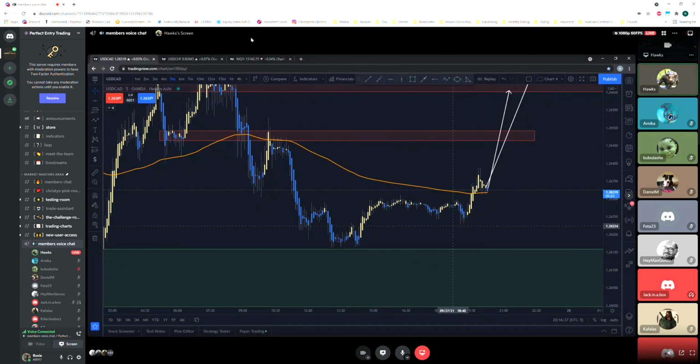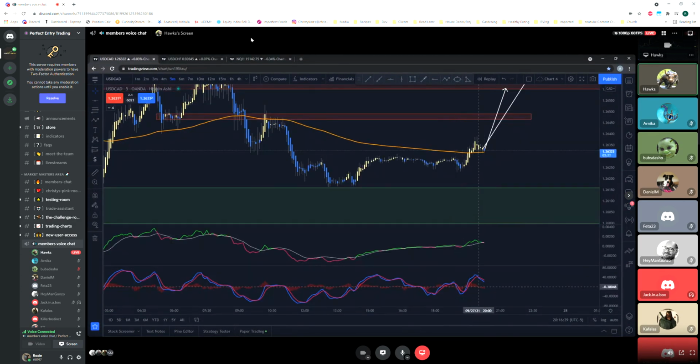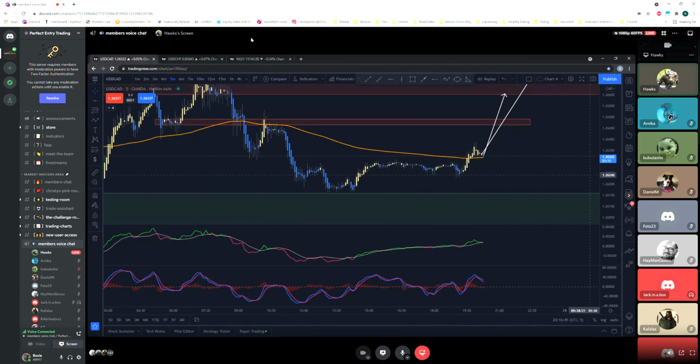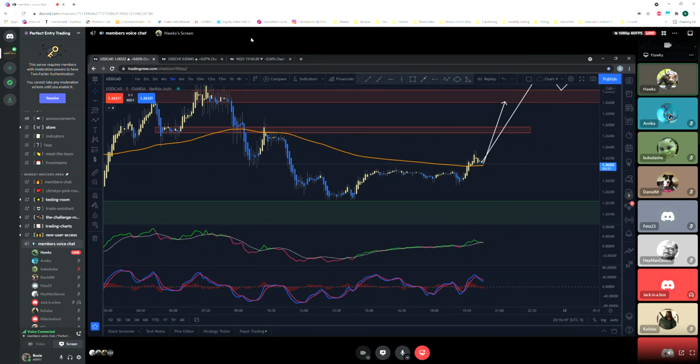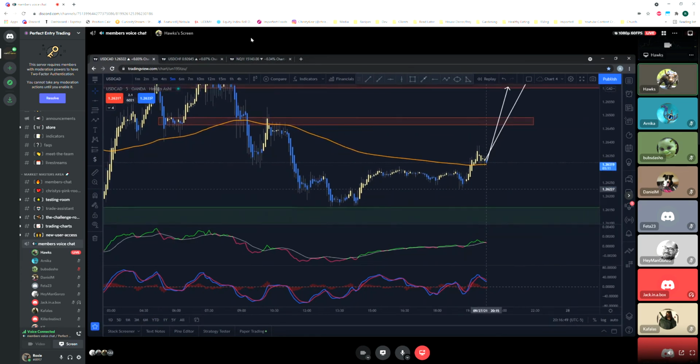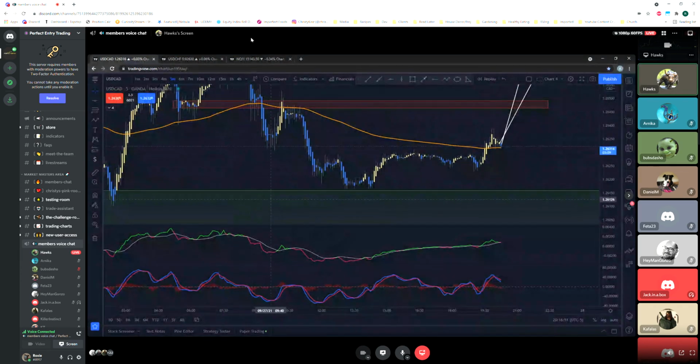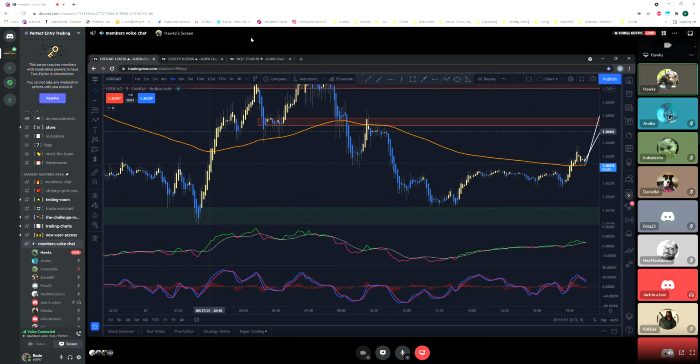The rest is, you're basically using your indicators, trying to spot some divergences, and it just makes trading a whole lot easier once you have an understanding of price action and how the market is being structured throughout the chart and what's really happening.